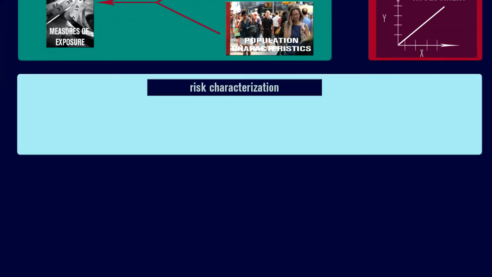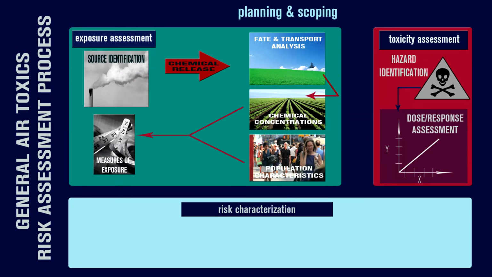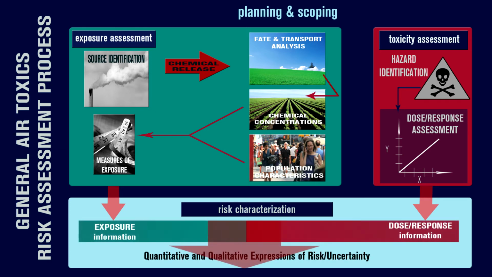Then in the risk characterization, we combine the information from the exposure assessment and from the dose response assessment, and we end up with a quantitative expression of risk, a qualitative expression of risk, which is really a description of the expression of risk. And then we also, as I mentioned before, want to make sure that we describe the uncertainty so that we give the risk manager a full picture of what we know and what we don't know.